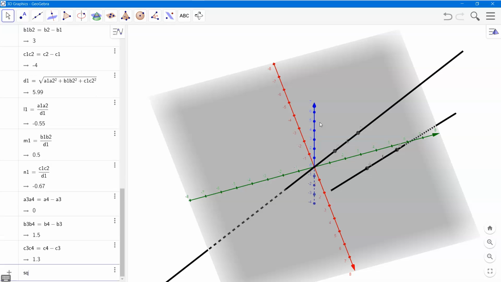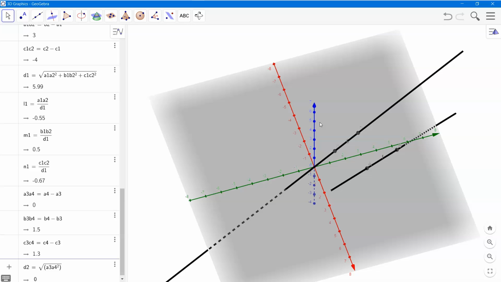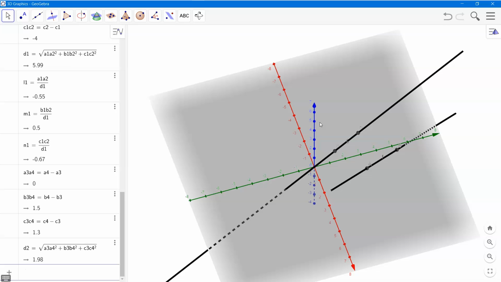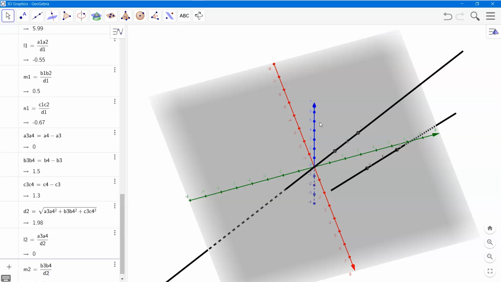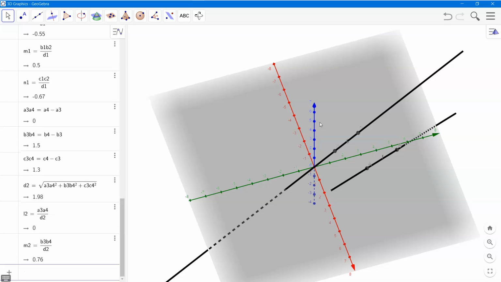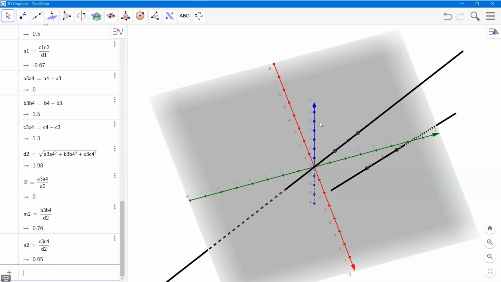Okay. Now, we require D2 is equal to the square root of A3A4 square plus B3B4 square plus C3C4 square. Okay. Now, L2 is A3A4 by D2. M2 is equal to B3B4 by D2, and N2 is equal to C3C4 by D2. So I got the direction cosines of both the lines.